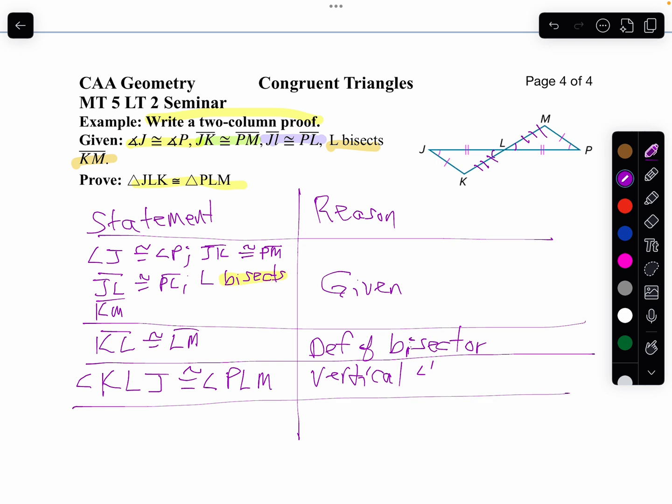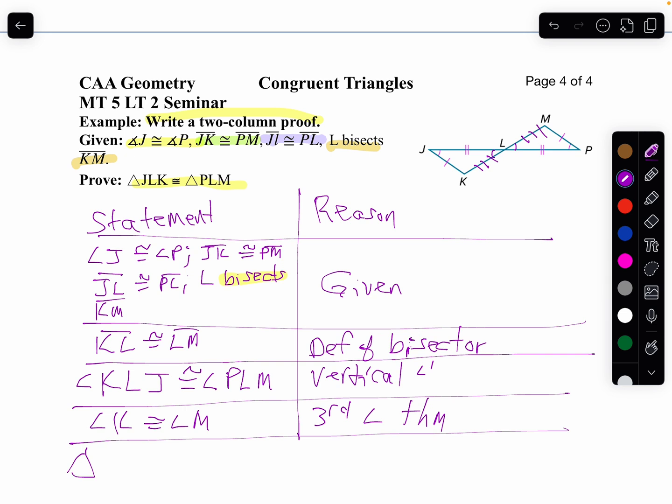And notice now I have two angles congruent. So I only have one angle K and one angle M. So I can say angle K is congruent to angle M. Why? The one we just learned. That's your third angle theorem. Now I've got all three sides and all three angles congruent.